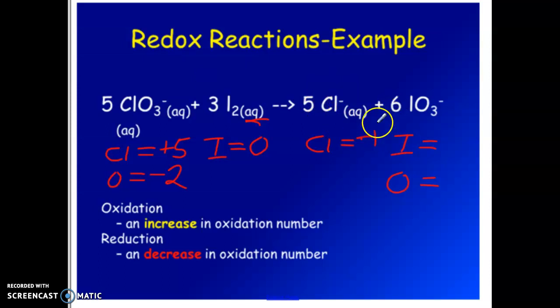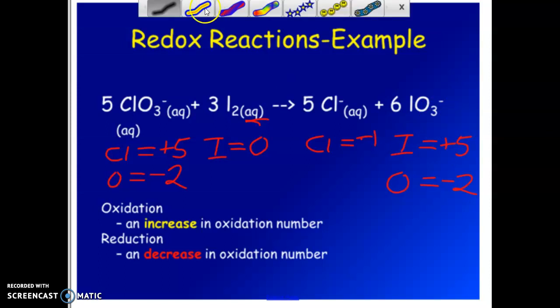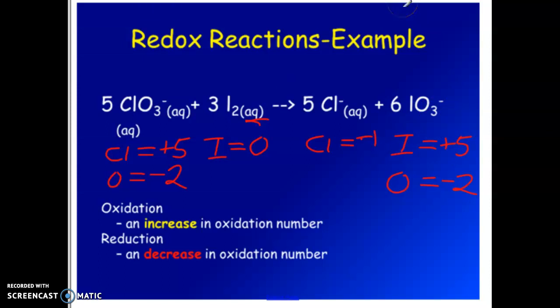Chlorine here is a simple ion, so meaning it's not a polyatomic ion. So the oxidation number is equal to the charge, which is -1. Over here, we have a polyatomic ion, -2 for oxygen. There are 3 of them, so that's -6, which means our iodine has to be +5 for that to add up to -1 overall.